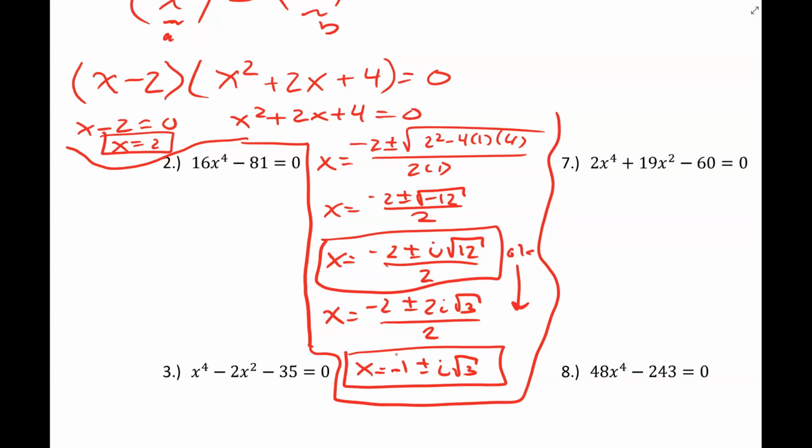Okay, so let's look at number 2 now. Everybody okay? Let's look at number 2.